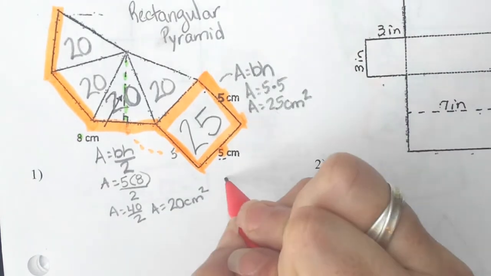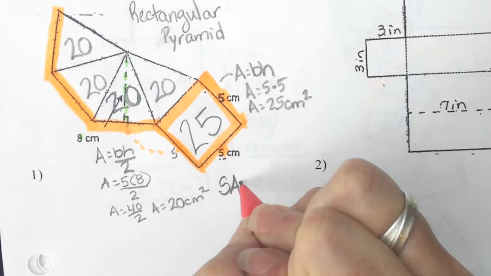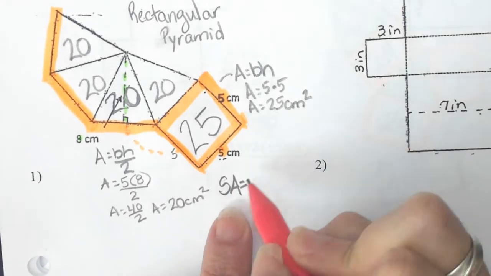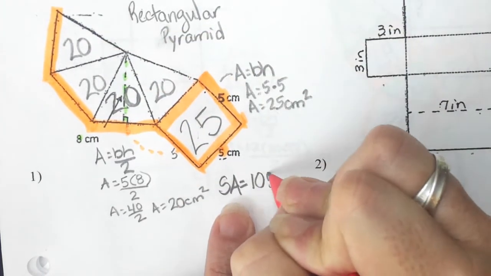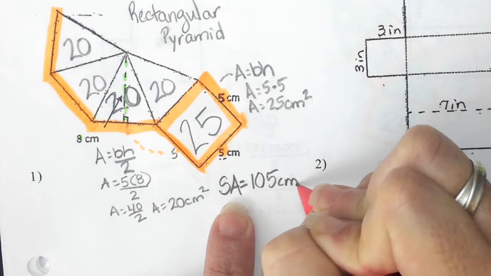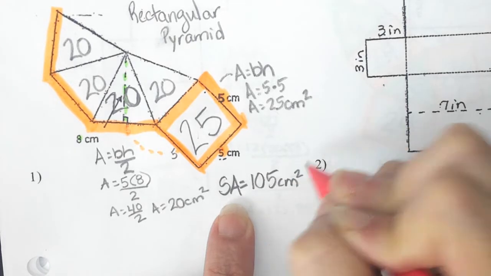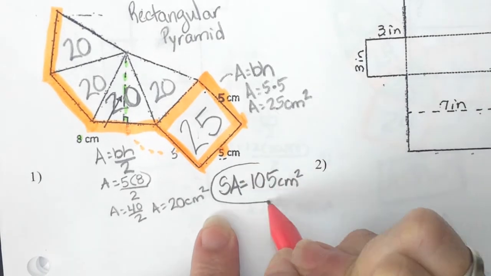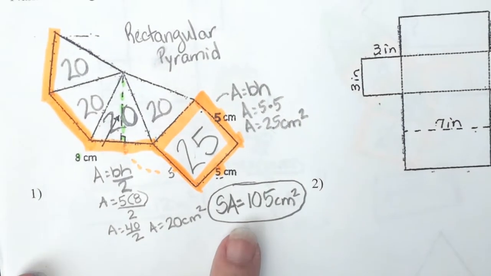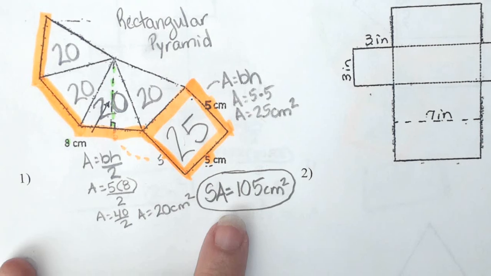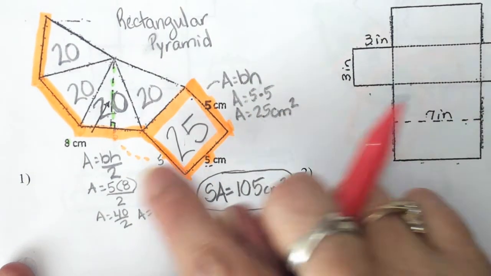Last step is SA for surface area starting today. I kind of messed up yesterday. SA. Adding them all up, and yes, you get 105 centimeters squared. Circle that final answer or box it in or something. It's a lot of work for one little problem. It'll be a lot of little points.